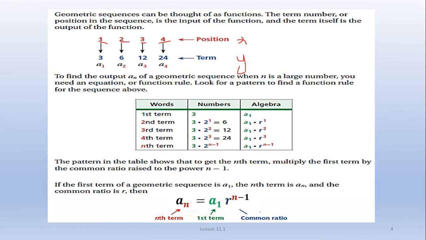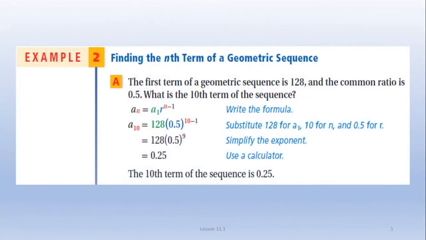In this example, or in any other example, if I want to find the nth term in the formula, we represent it by an. An is equal to a1, the first term, multiplied by r, the common ratio that we found before, raised to the power of n minus 1. How will we apply this? Let's see this example of how to find the nth term of any geometric sequence.